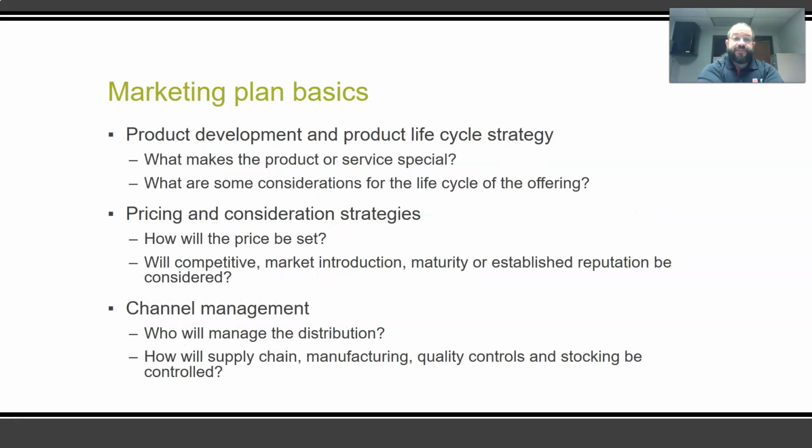All right, next slide here. We're going to look at development and product lifecycle strategy. That's an easy one to figure out, right? We're going to look at pricing considerations and strategies, and then channel market. So let's go into these one-on-one here. Product development and product lifecycle strategy.